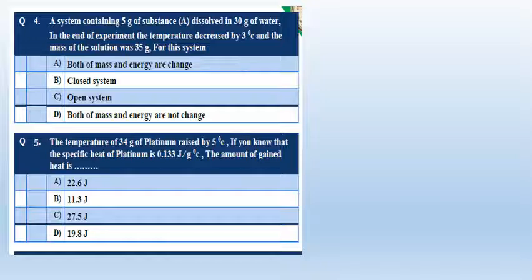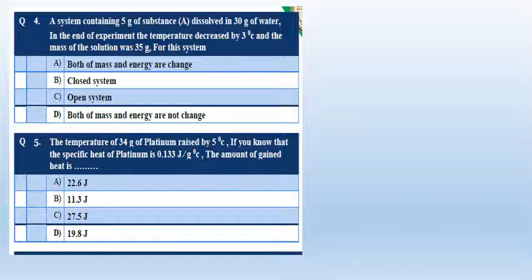Question number 4. A system containing 5 grams of a substance A dissolved in 30 grams of water. At the end of the experiment, the temperature decreased by 3 Celsius degree and the mass of the solution was 35 grams for this system. What happens in this system?